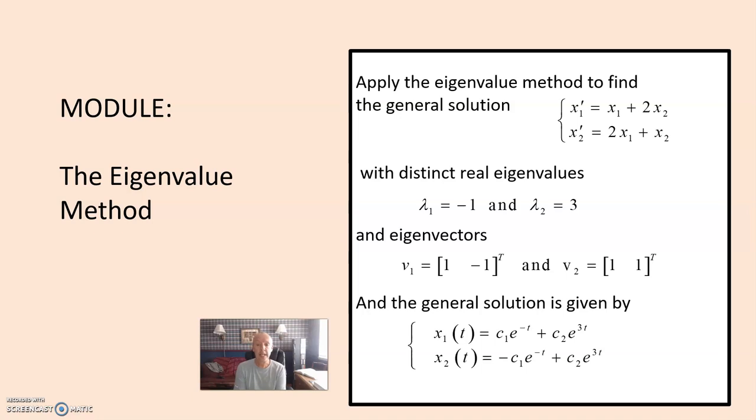And our second equation, x sub 2 of t, is equal to negative c sub 1 times e to the negative t plus c sub 2 times e to the 3t. And you should see here that our coefficients match those of the values that we have in our eigenvectors. All right, well, we just found the general solution when we have two distinct real eigenvalues.